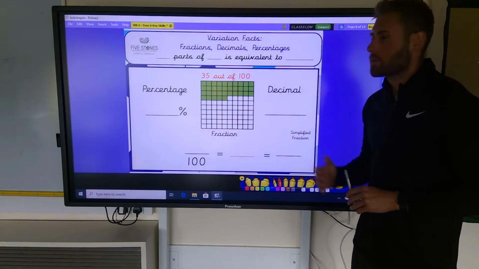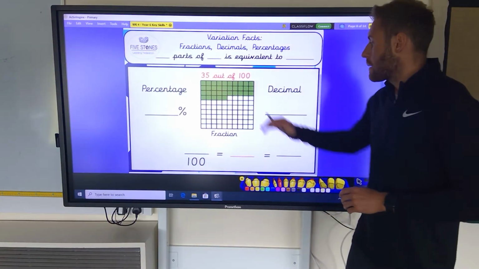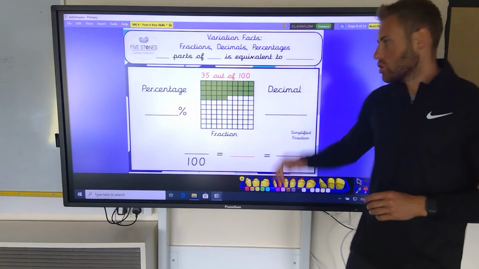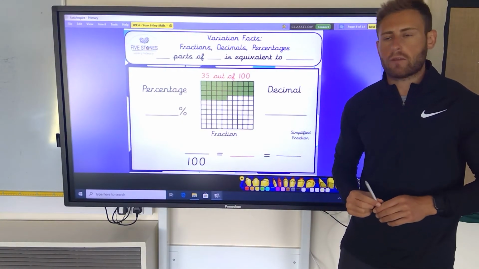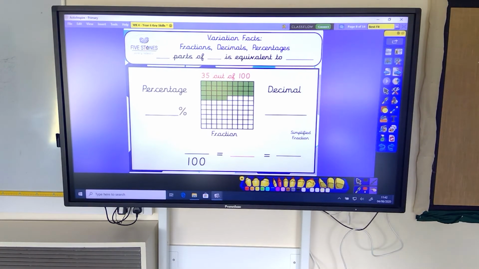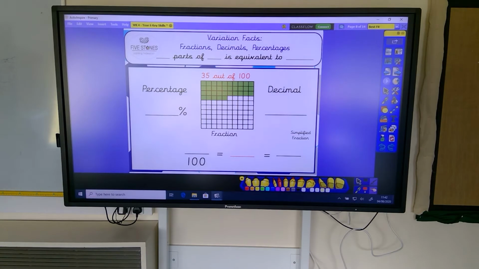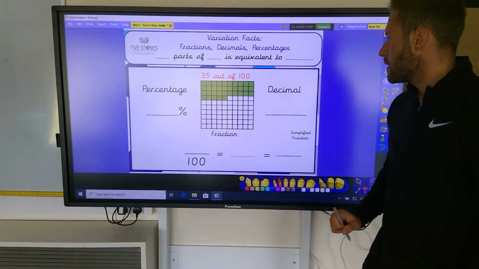Another for you to be working on, look at the grid, check I have counted it correctly, put it into a fraction, put it into percentage, put it into decimal, and then simplify your fraction, making sure you explain every step as you go. Off you go. Pause the video if you'd like more time.